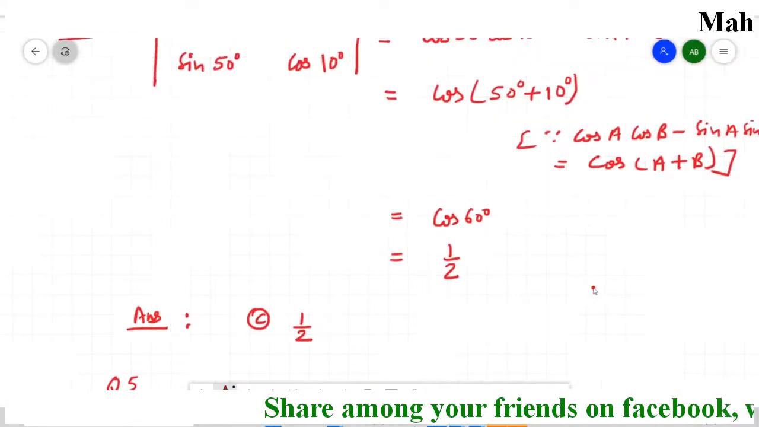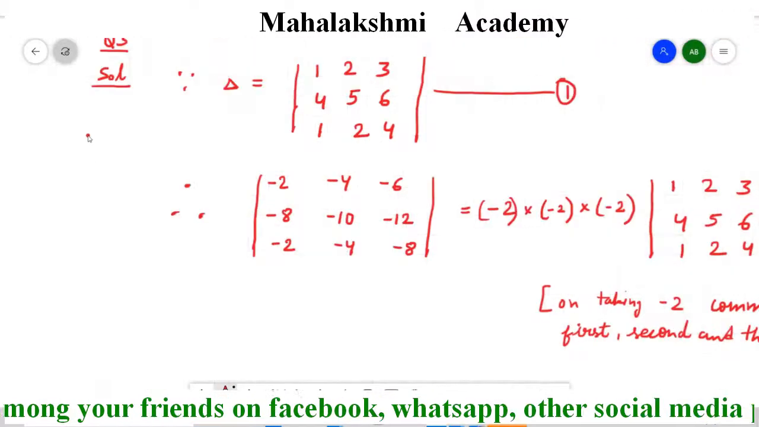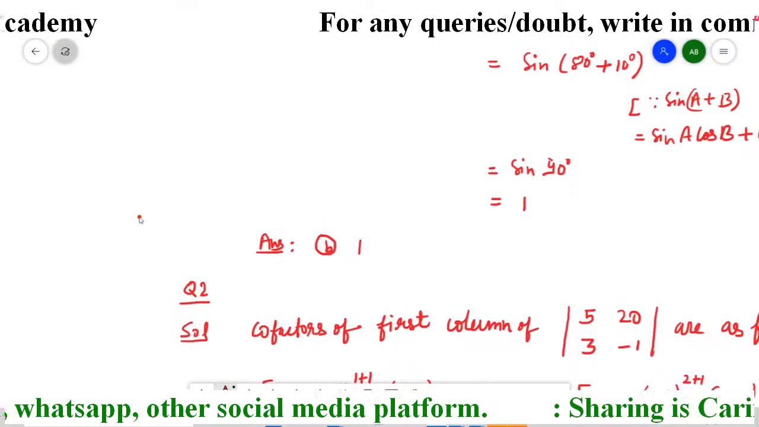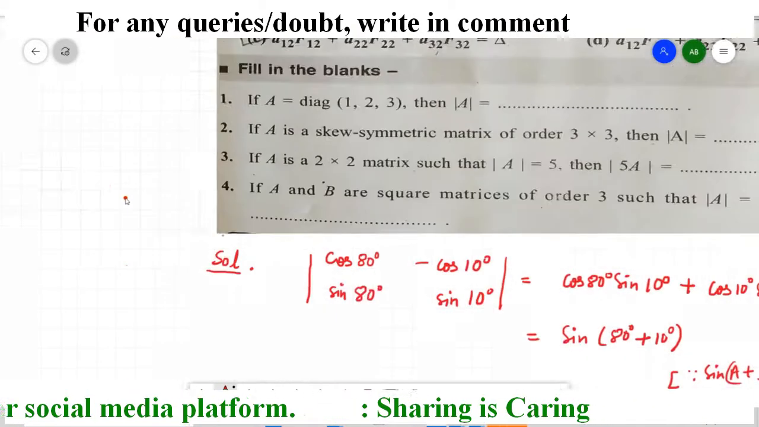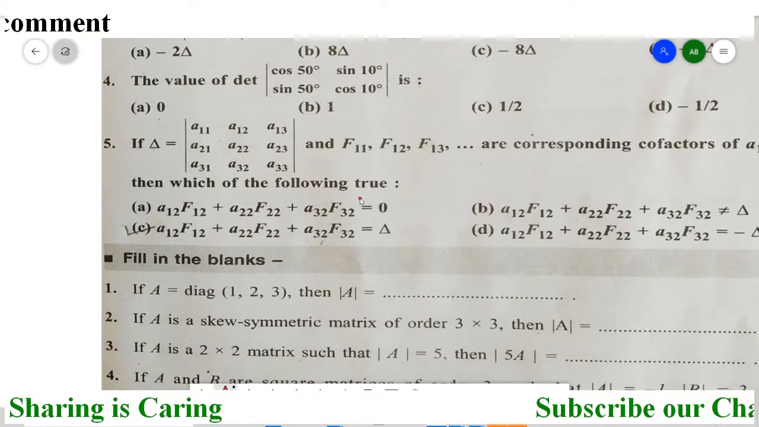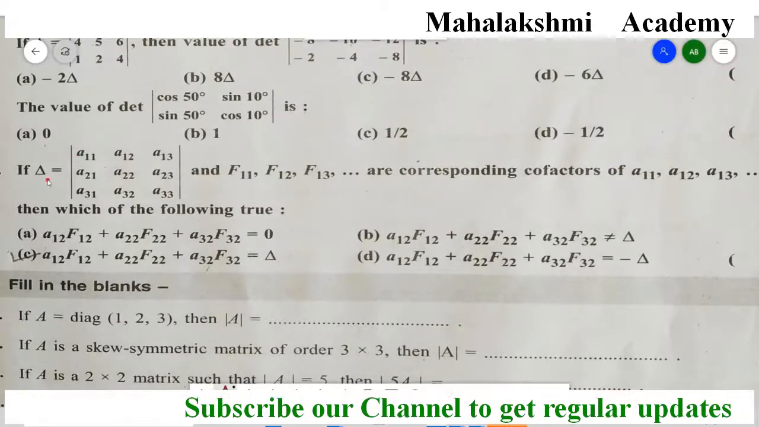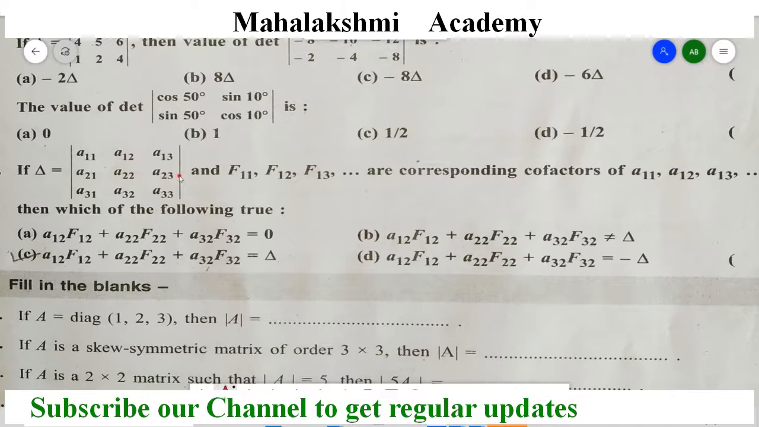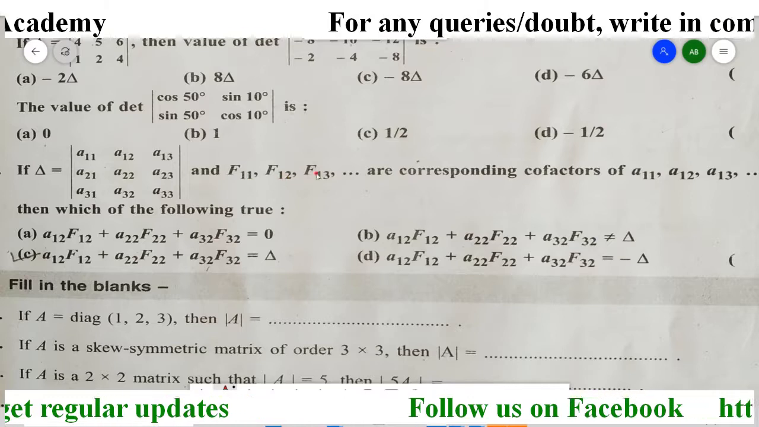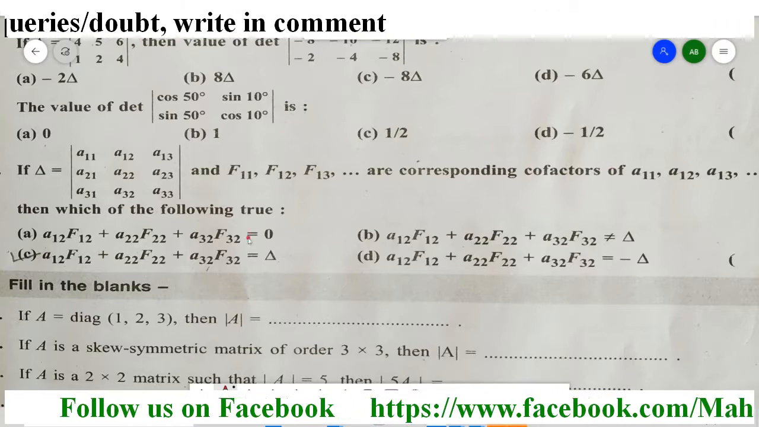Now students, question number 5th. So question number 5th is again an important formula. Students, if we multiply the elements of a determinant by its cofactors of the row or the column respectively, then we will get the determinant exactly, otherwise we will not get anything. So this is our question number 5th. If delta is this, see the elements carefully, and F12, F11, F12, F13 are corresponding cofactors, and these are corresponding elements. Then among them which is true.